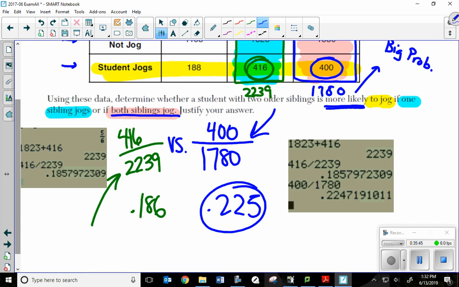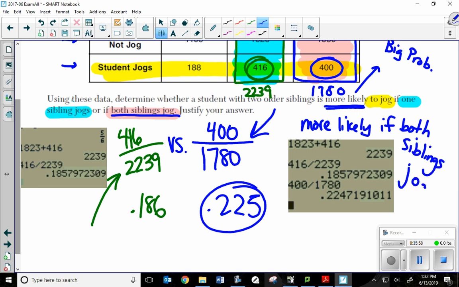So you will say, if both siblings jog, it's more likely if both siblings jog.